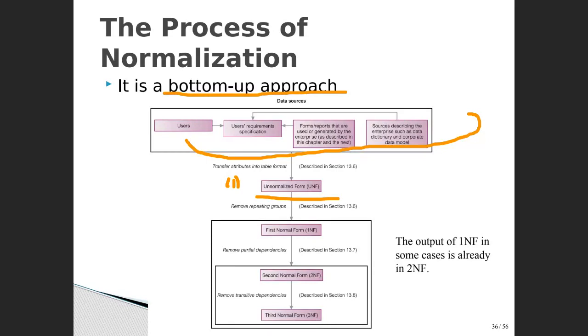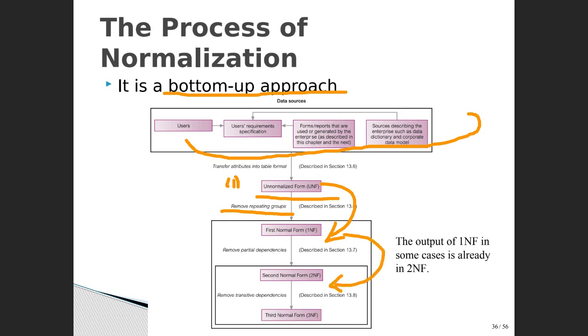You can get the data source, and then you can transfer it to a normalized form. Then in the unnormalized form, if you want to convert it to the first normal form, what do we need to do? Remove the repeating groups. All right. So we remove the repeating groups. Then if the requirement for normalization is still not met in the first normal form, we can convert it to its second normal form.